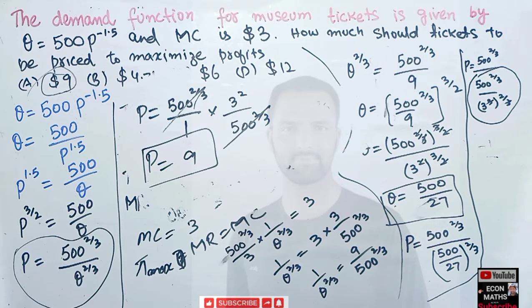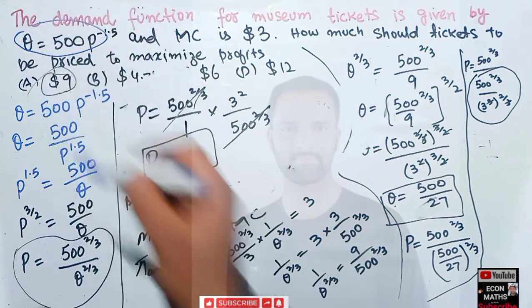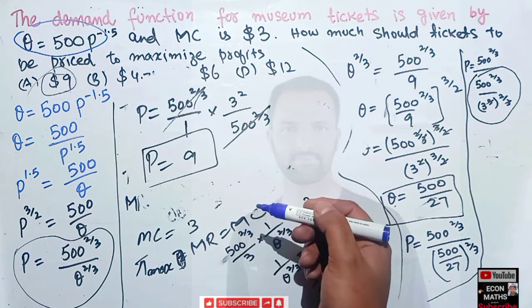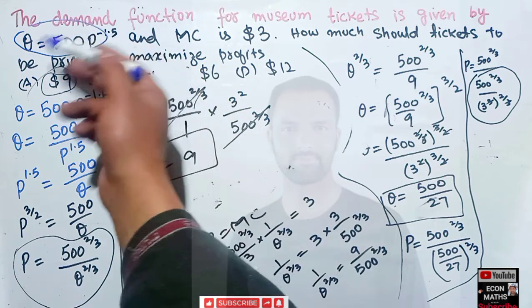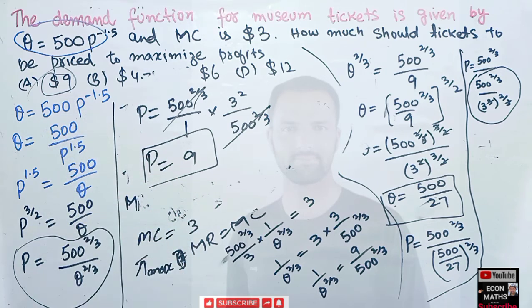Okay, so we were being given a demand function. First we need to find the inverse demand function. How do we find the inverse demand function? We need to solve this very demand function for p, and I explained it here in great depth how to do this.